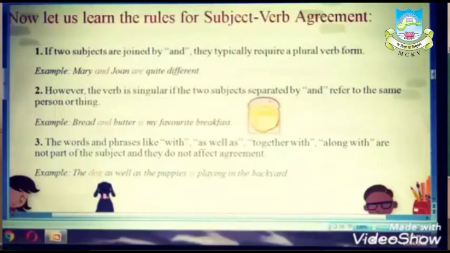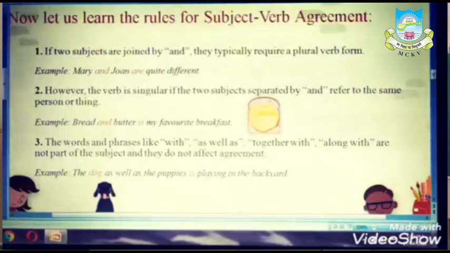So it means that when a singular noun or pronoun is joined to another noun or pronoun by these words like with, as well as, together with, no less, along with, then they do not affect agreement. For example, the dog as well as the puppies is playing in the backyard.